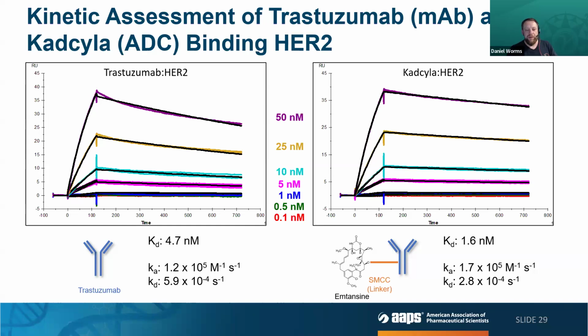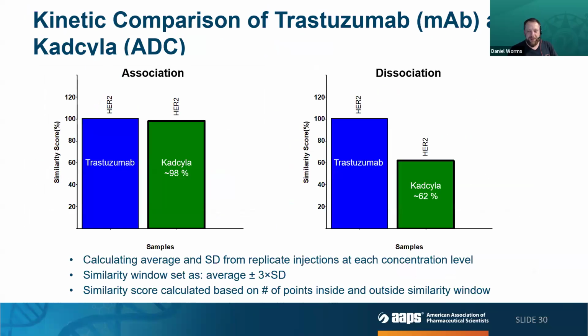But more importantly, what we observed is that the dissociation rate constant of trastuzumab is twofold higher compared to Cadcyla, which then results in a slightly lower overall binding affinity of 4.7 nanomolar, which is 3 times higher, so to say, than the observed binding affinity for Cadcyla. Next slide, please.